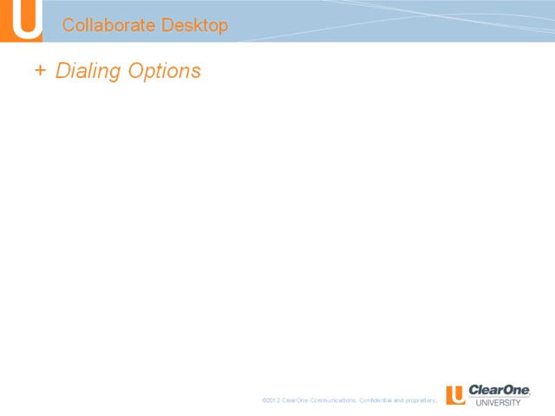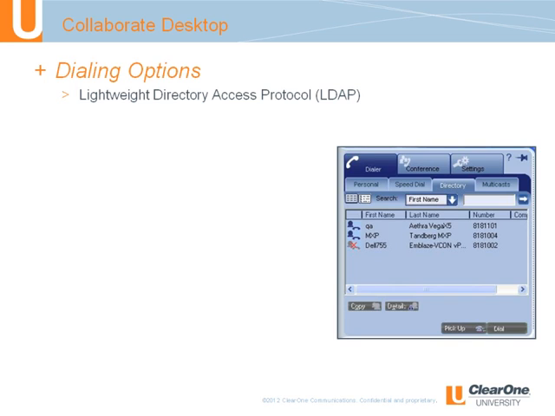The Collaborate Desktop has many ways to make a video call. The Lightweight Directory Access Protocol, or LDAP, is a protocol allowing access to an online directory. This makes it possible to retrieve user information from a network database.